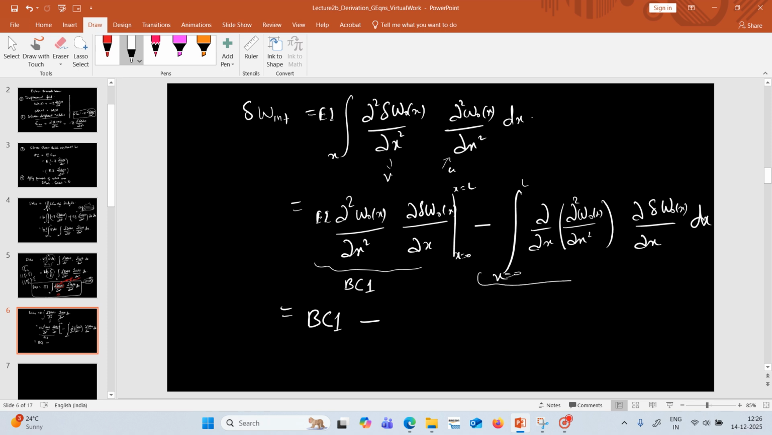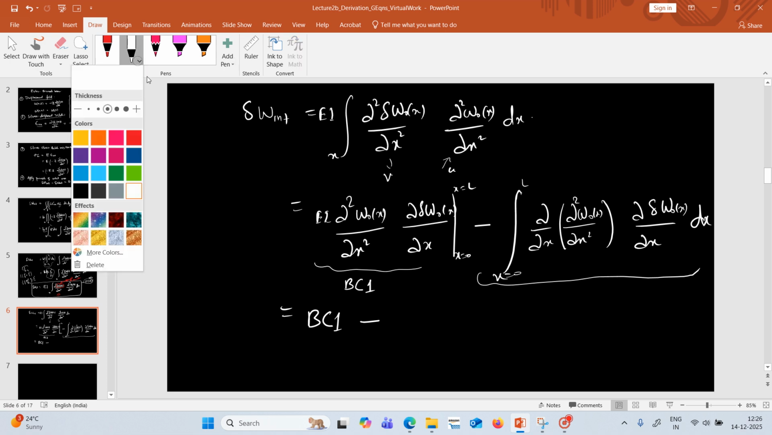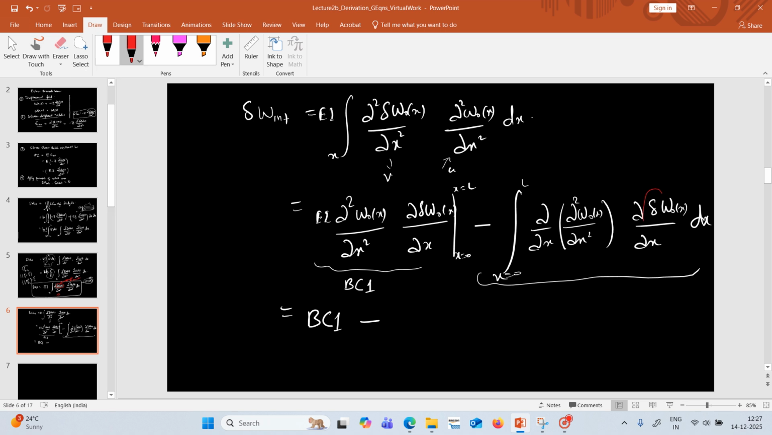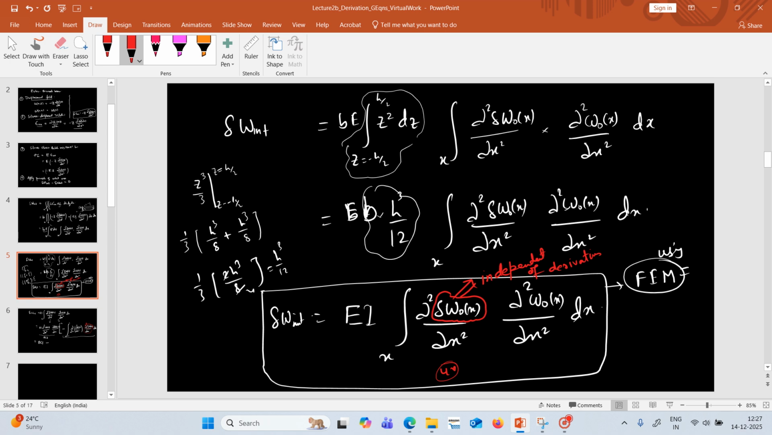Now we have reached here. Let us see one thing: should we stop here or should we move ahead? Let us focus again on this virtual part. It still has one derivative, del by del x. What was our target? We have to make it independent of the derivative.